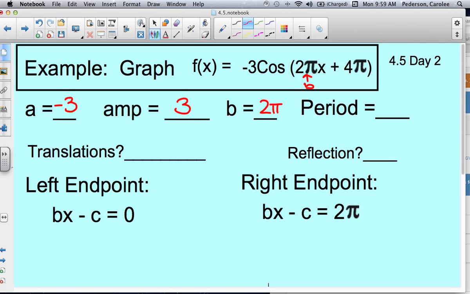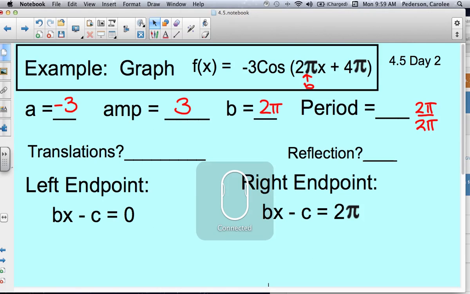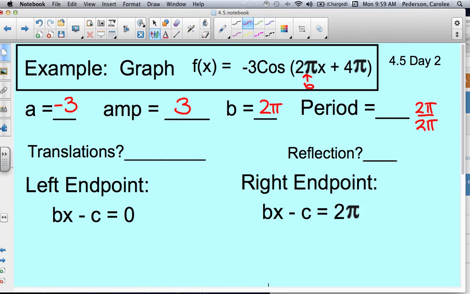So then I have to find the period. How do you find the period? 2 pi over b. So 2 pi over 2 pi is 1. So it takes, okay, I lost my connection. 1 radian for a revolution.